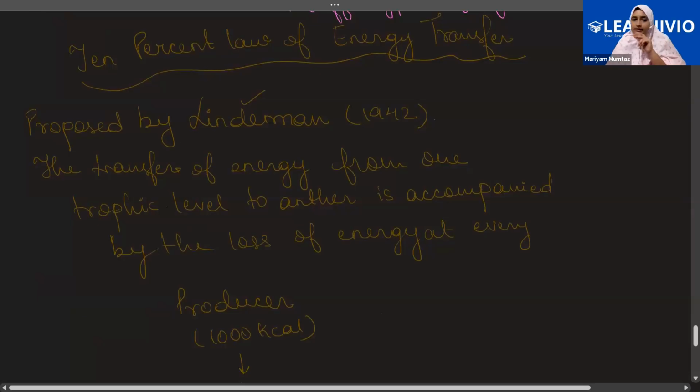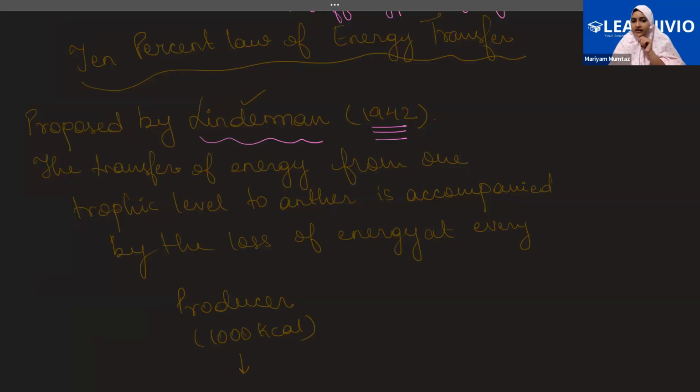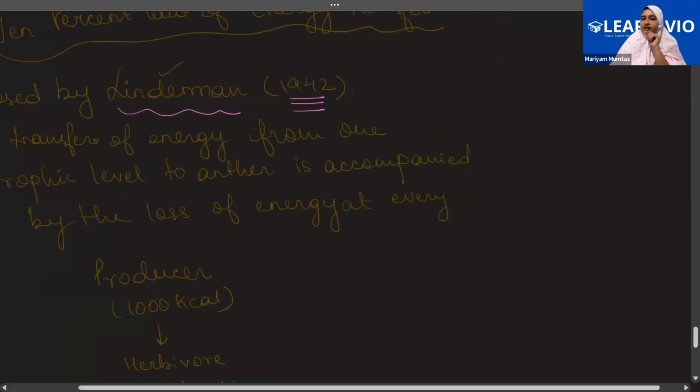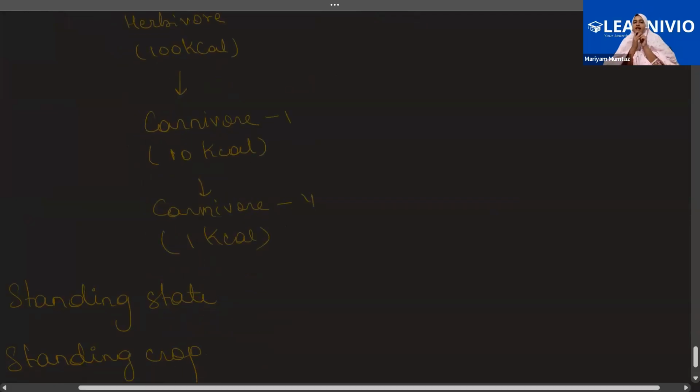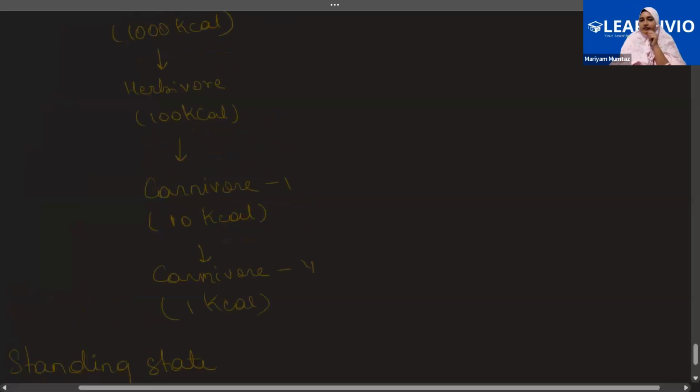Now this law was proposed by Lindeman in the year 1942. He said that the transfer of energy from one trophic level to another is accompanied by the loss of energy at every trophic level, meaning that at every trophic level, 90% of the energy gets lost. You can say that only 10% of the energy is being transferred to every trophic level.